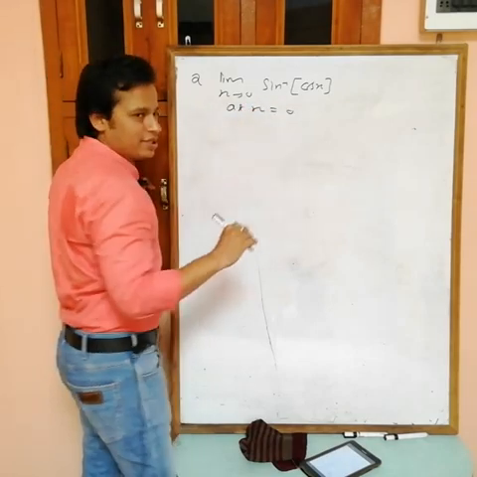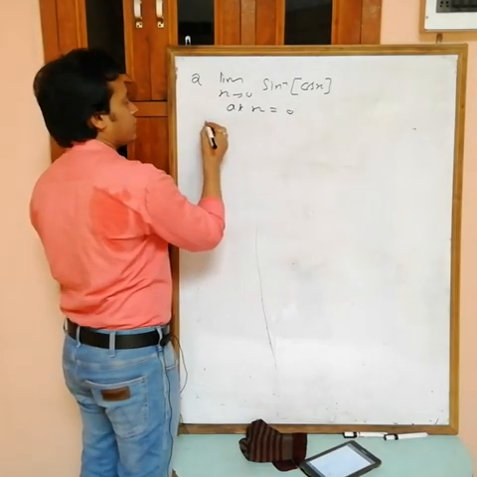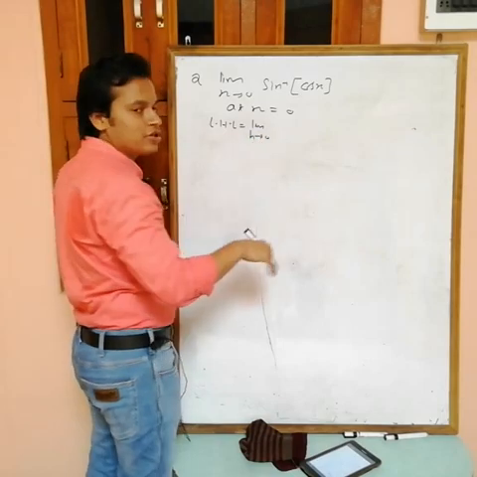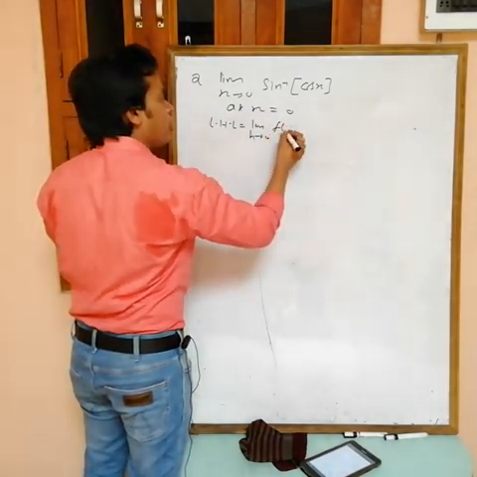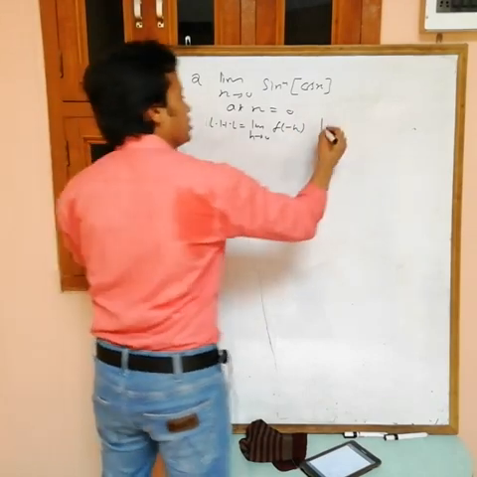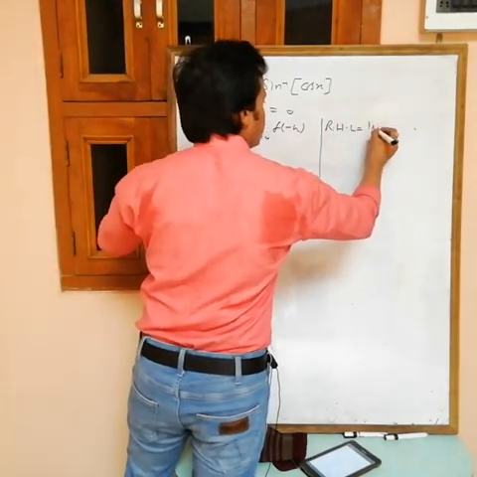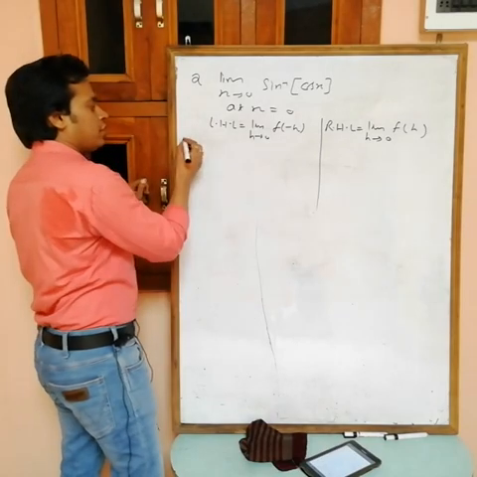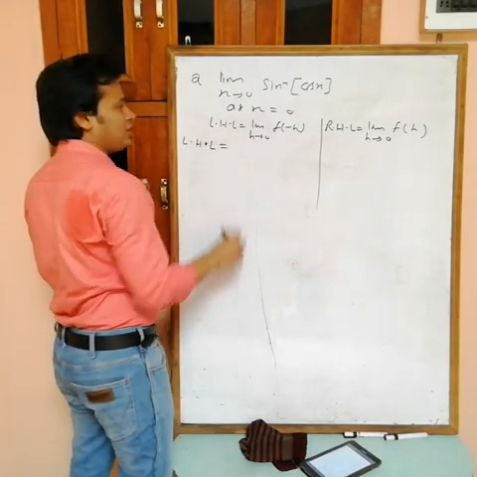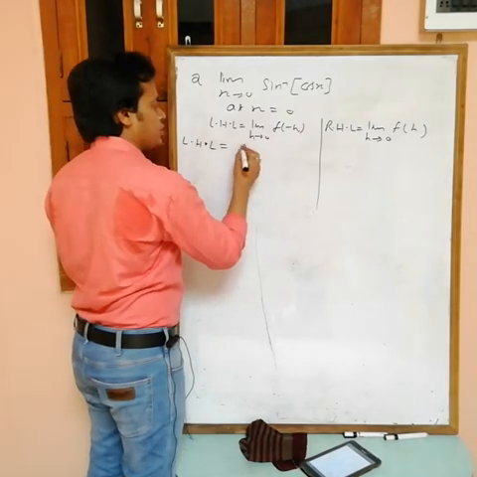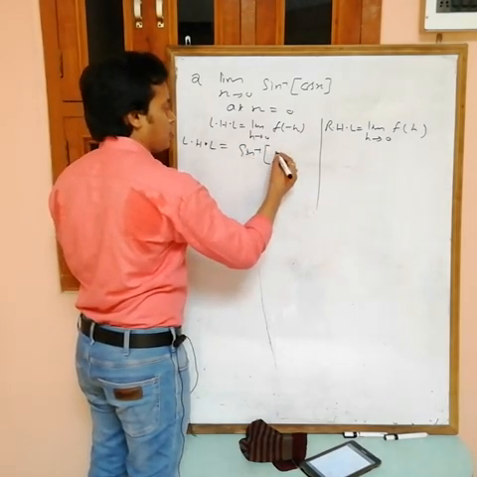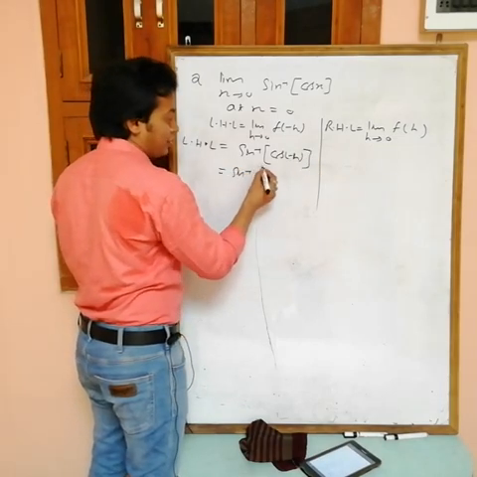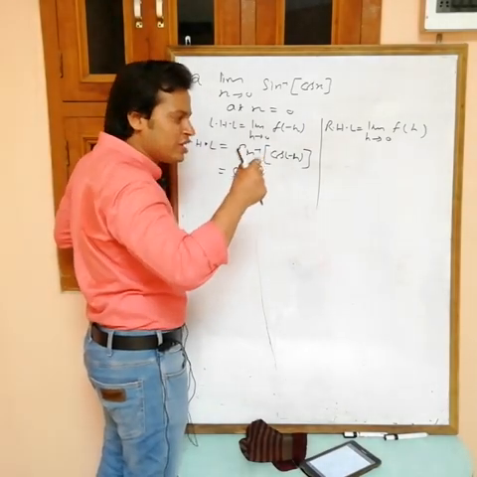Put x equals to 0, the answer you will get is 0. At x equals to 0, LHL is limit h tending to 0, value of the function at a minus h, where a is 0, so 0 minus h is f of minus h. And RHL is the value of the function at a plus h, so 0 plus h is f of h. Now LHL is f of minus h, replace x with minus h: sine inverse of greatest integer of cos of minus h. Now we know one thing, that cos of minus h is just less than 1.